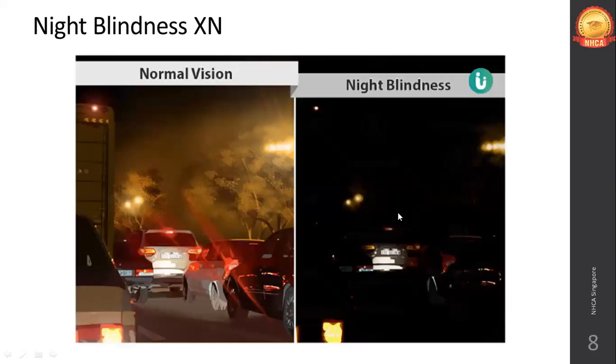So the first, XN, that is night blindness, you can see how a normal vision is and how a person who is suffering from night blindness visualizes during night. Even with the traffic lights and street lights around, you can see the degree of their vision. How difficult it is for them, especially if they're driving at night.